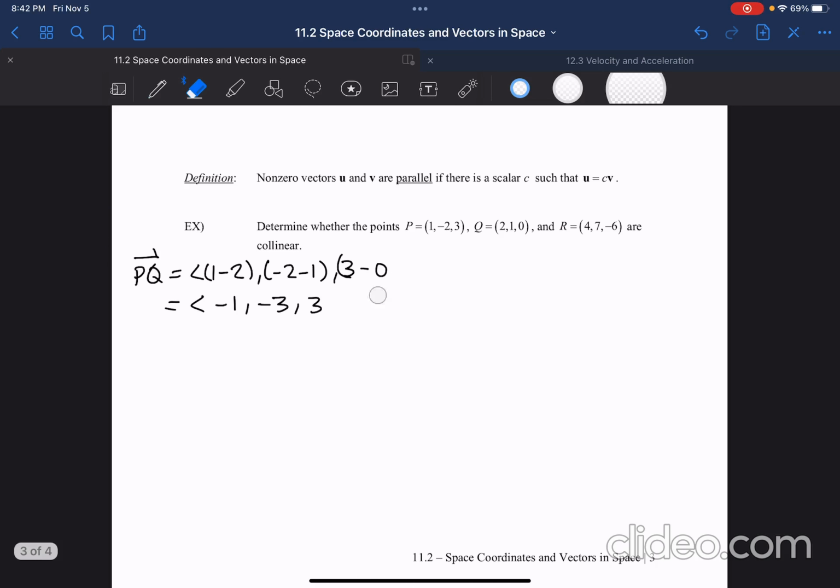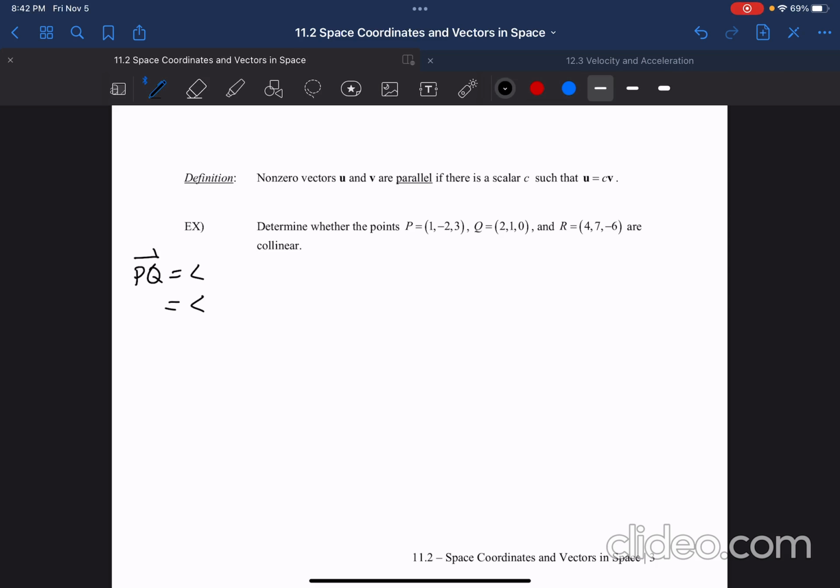So same with over here. It's going to be 2 minus 1, comma, 1 plus 2. Keep in mind the negative over there, so you just add it on. And then 0 minus 3. So you're going to end up with 1, 3, minus 3.